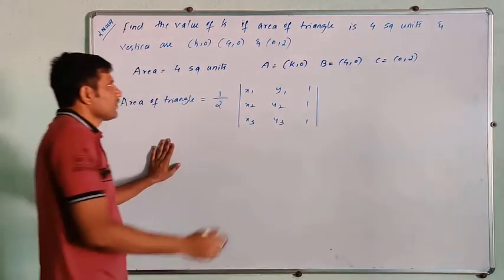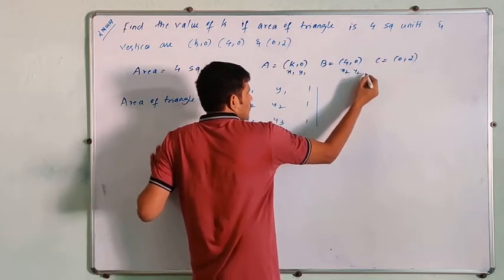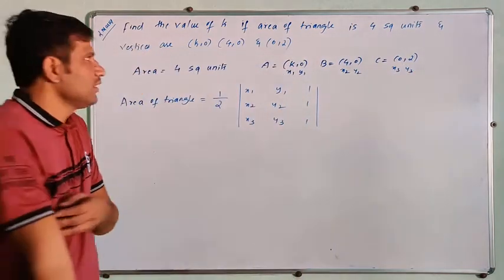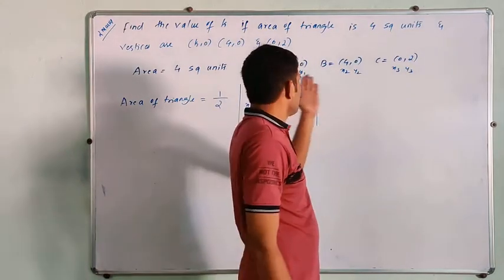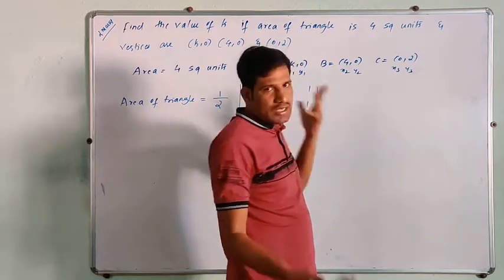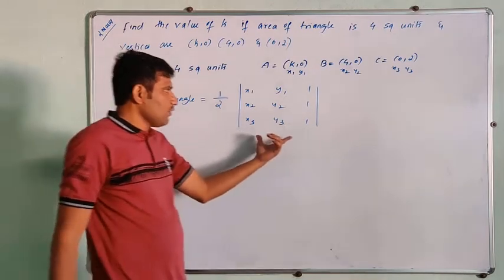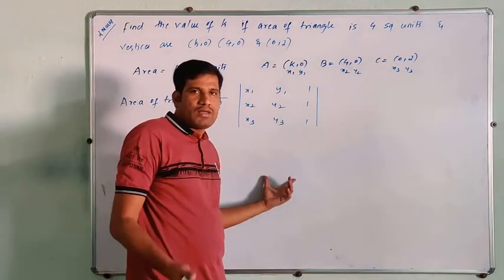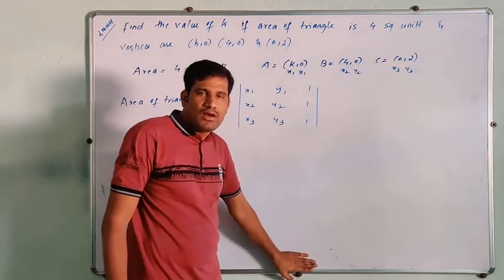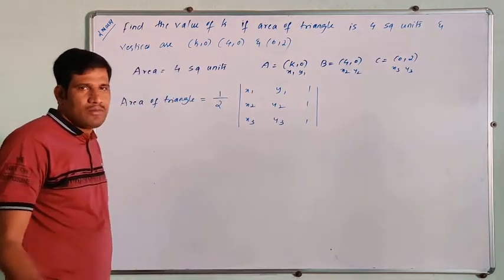Now the coordinates of A are x1, y1, of B are x2, y2, and of C are x3, y3. You can interchange them. You can take A as x1, y1, B as x2, y2, C as x3, y3, or you can take C as x1, y1, B as x2, y2, and A as x3, y3. It doesn't matter, the answer will be the same. When we expand the determinant by interchanging the points, sometimes we get the area as positive, sometimes as negative.